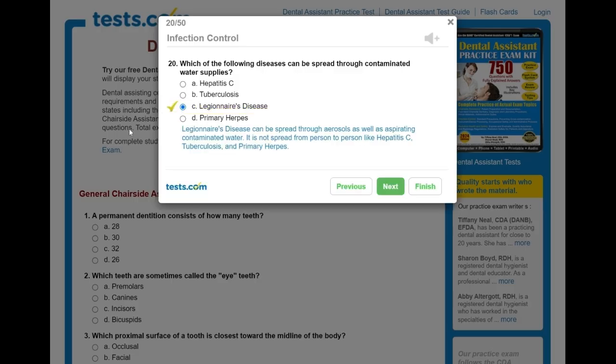C. Legionnaire's disease. Legionnaire's disease can be spread through aerosols, as well as aspirating contaminated water. It is not spread from person to person like hepatitis C, tuberculosis, and primary herpes.